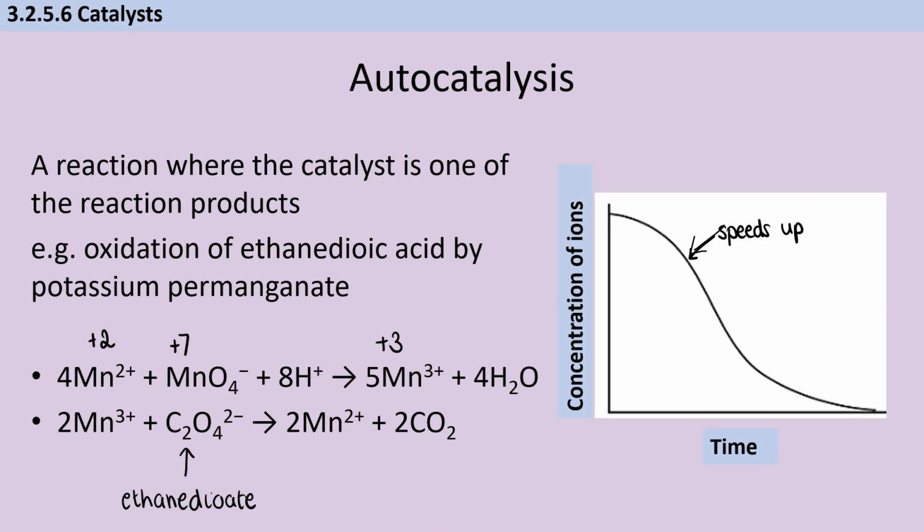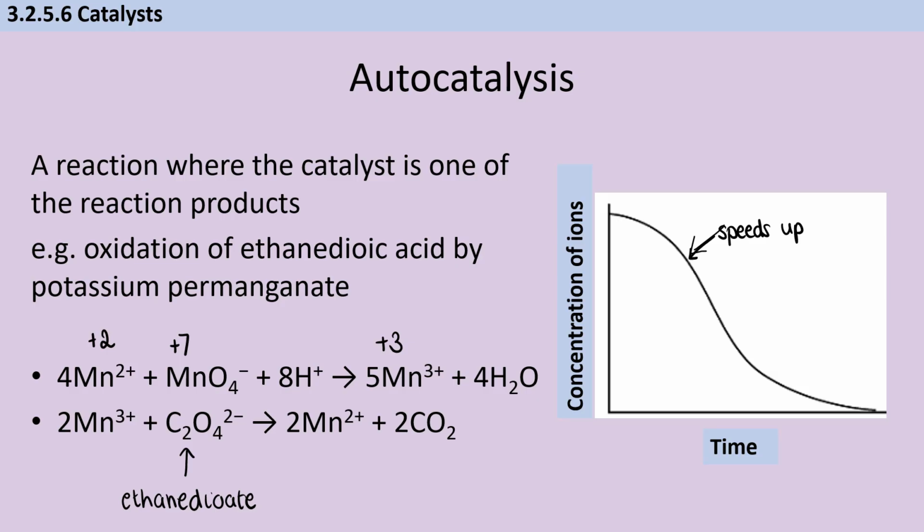It's also possible for a transition metal ion to be catalysing a reaction in which it's made, and we call this autocatalysis. We can identify it by looking at a graph of concentration over time, because to begin with the reaction proceeds quite slowly, but then it speeds up, which is incredibly rare because collision theory tells us that as reactants are used up, we would expect a reaction to slow down. But what's happening here is that as the product is made, that acts as a catalyst and speeds the whole thing up. An example of an autocatalytic reaction is the oxidation of ethanedioic acid by potassium permanganate.